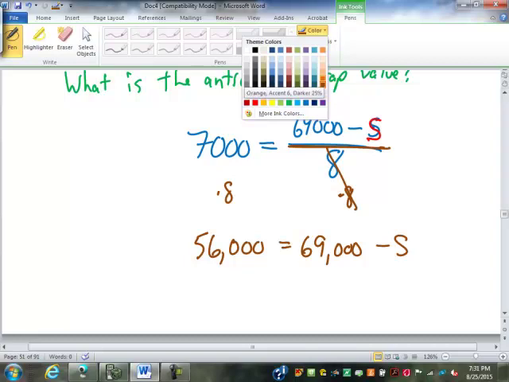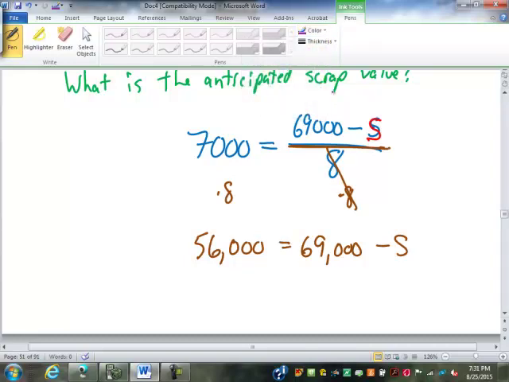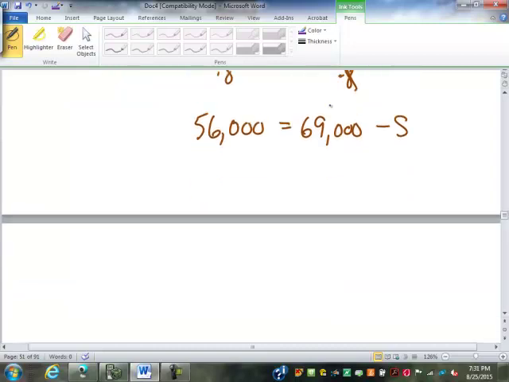Now on the right side over here, we run into an issue that causes a lot of mistakes, and that's why I wanted to go through it this way. The 69,000 is not subtracted from S. The S is subtracted from the 69,000. There are a couple of ways we can approach that, but the simplest is to view it as this: this is 69,000, and this is a negative 1 times S.